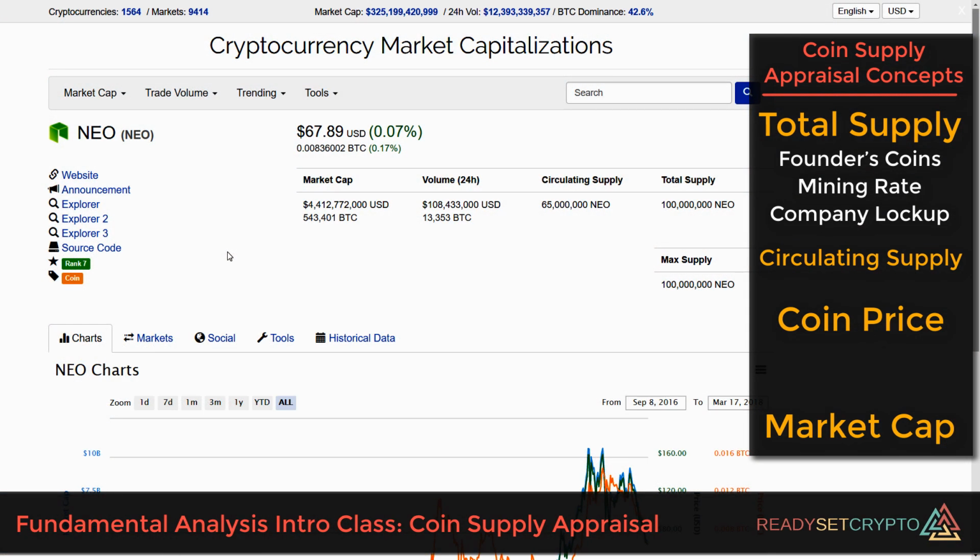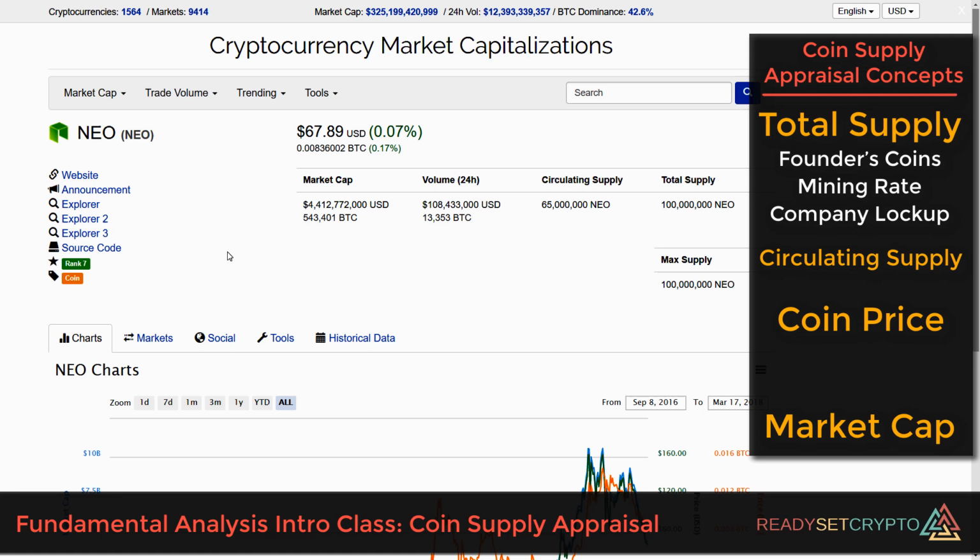Alright, so we've mentioned circulating supply enough that we should talk about it. The circulating supply is the number of coins for sale or potentially for sale in the market right now. This number can easily be determined by looking at any coin's page on CoinMarketCap, which will list the circulating supply. Now, circulating supply directly affects the price of the coin. The lower the circulating supply, generally the higher the price.